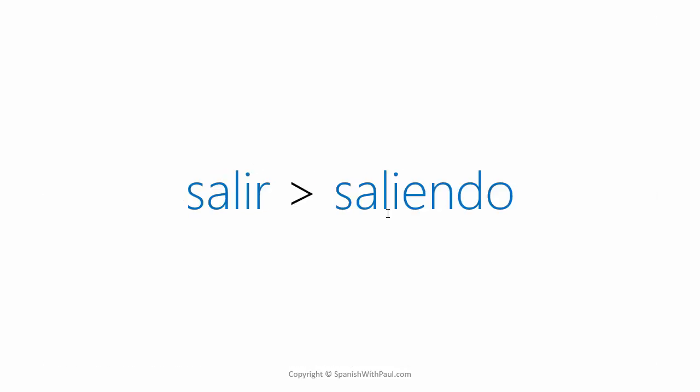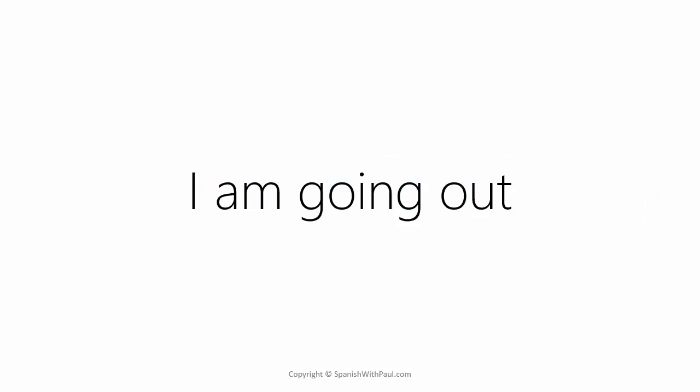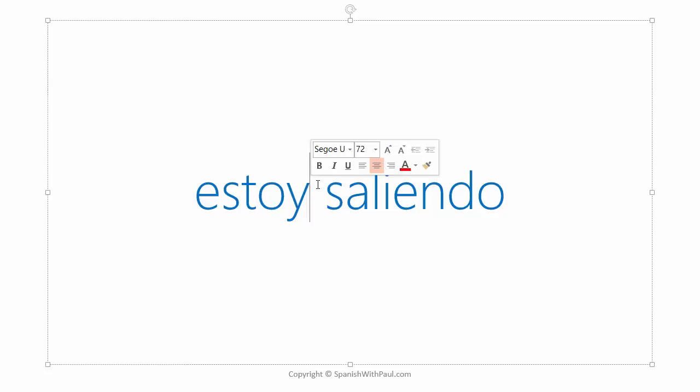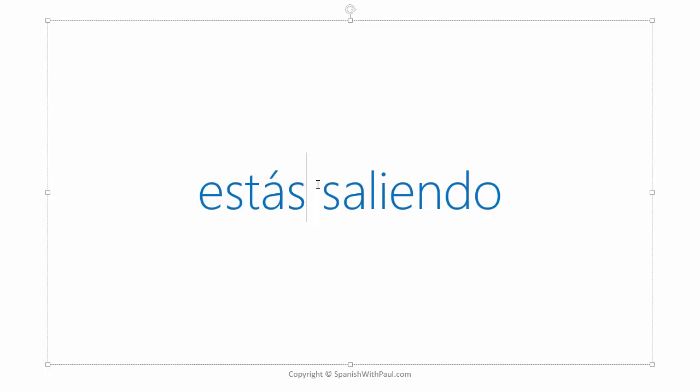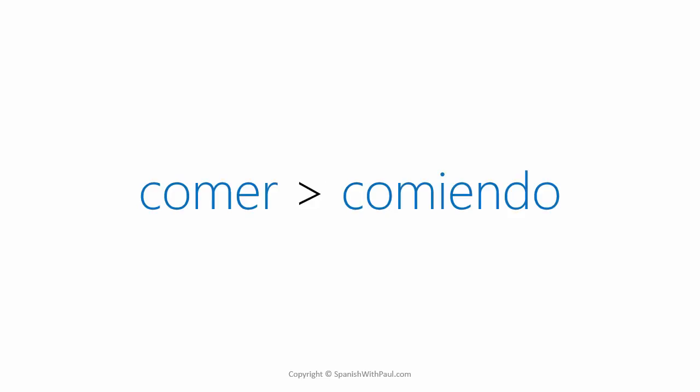If we take another verb, say the verb to go out, salir, then here's where we get the yendo sound. So salir goes to saliendo. So we could say, I'm right now going out. It would be estoy saliendo. And again, you just move through all the angles, like estás saliendo, you're right now going out, or he, she, it, and so forth. It works in exactly the same way. Then say if we take the verb to eat, it will be comer. So that goes to comiendo.